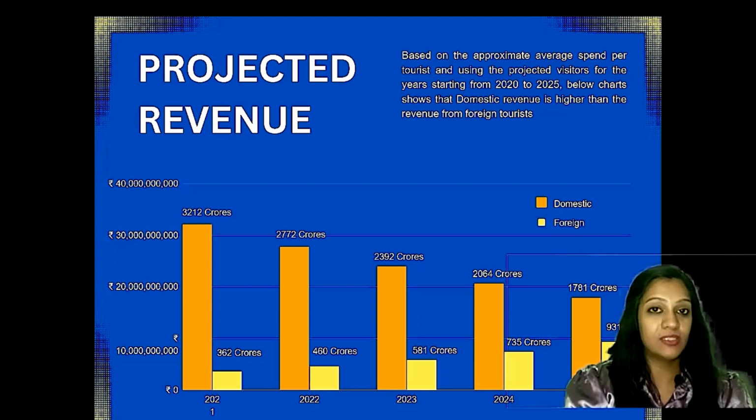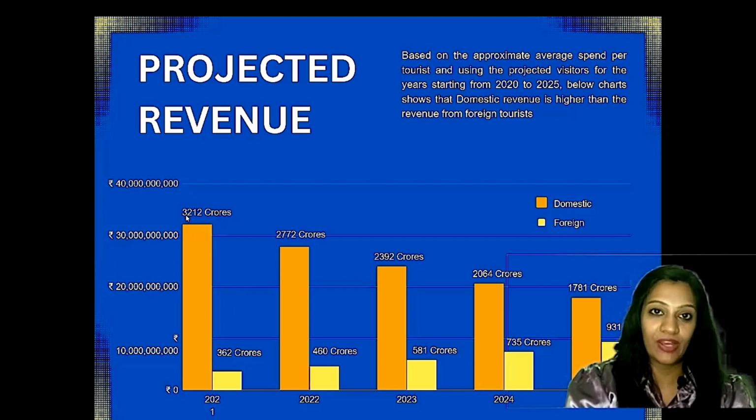Using my projected spend per tourist for 2025, I multiplied that with the number of projected domestic and foreign visitors, and based on that I got this output, where the total revenue for 2025 for domestic visitors is 3212 crores, and for foreign visitors is 362 crores. And this is for 2021, this is for 2022, 2023, 24 and 25. This is for domestic users, and these are the foreign users.